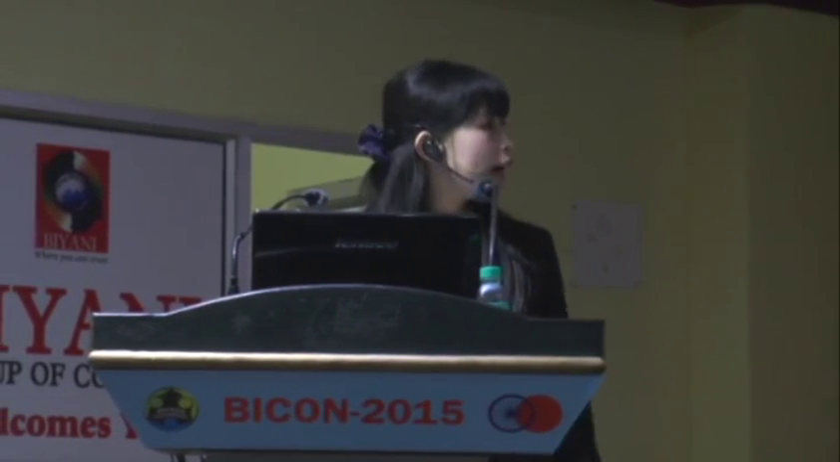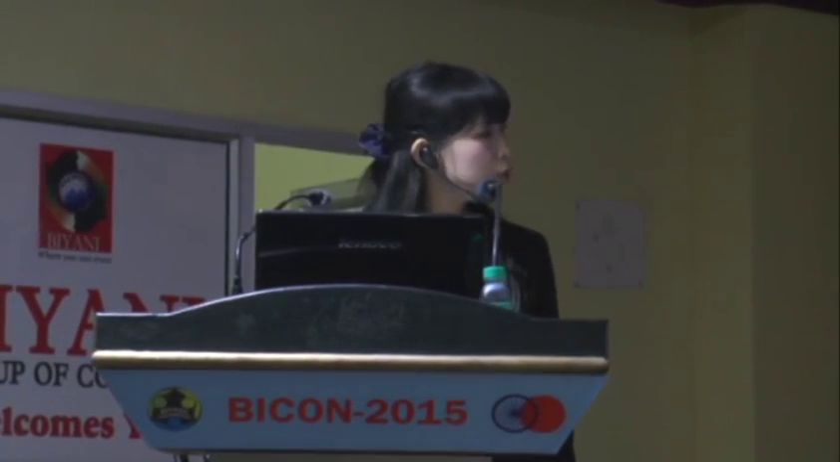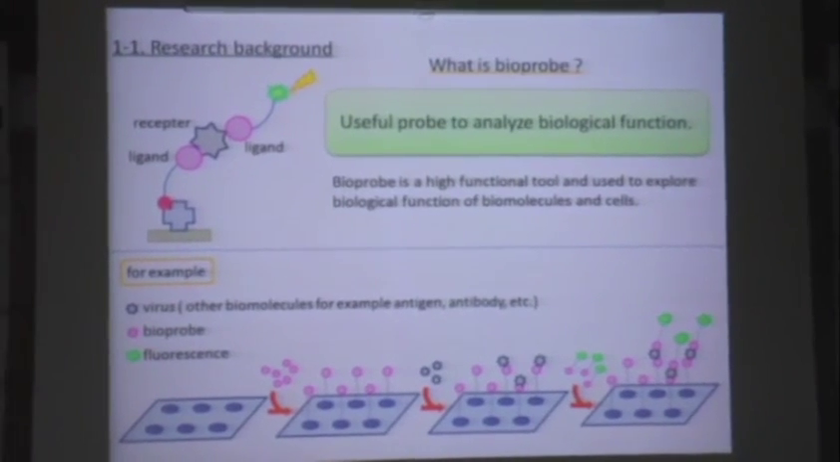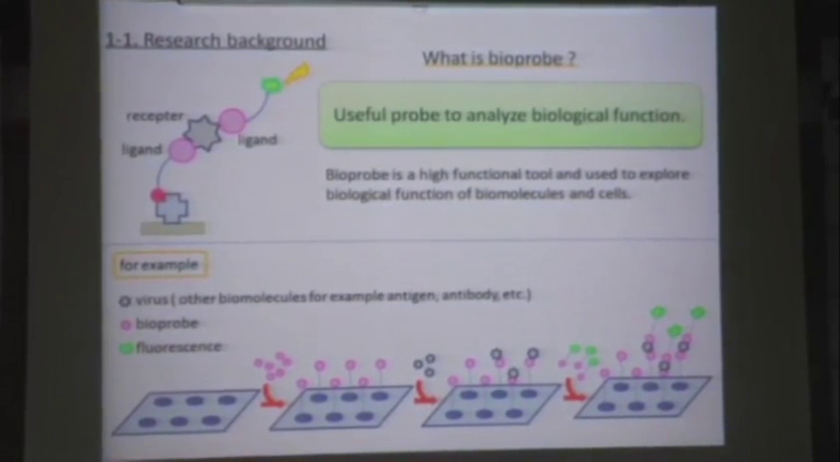For example, after attachment of Bioprobe into some virus, antigen, antibody, and some other things, the labeled materials show fluorescence, which may be useful to determine the biological activity of the particular biomolecule or cell. A carbohydrate is an attractive biomolecule in order to explore biological activity, and the next slide introduces the function of the carbohydrate.